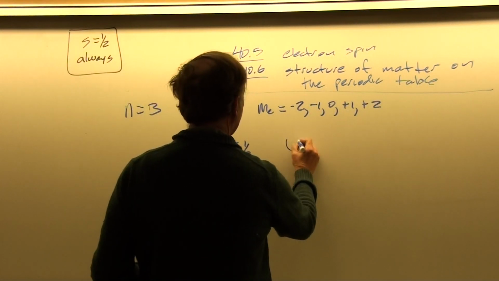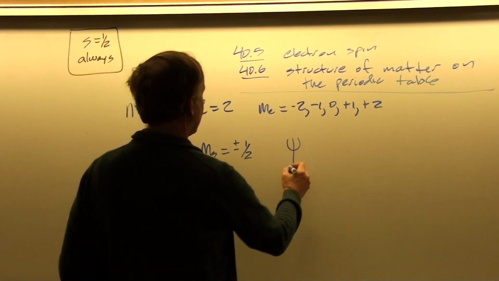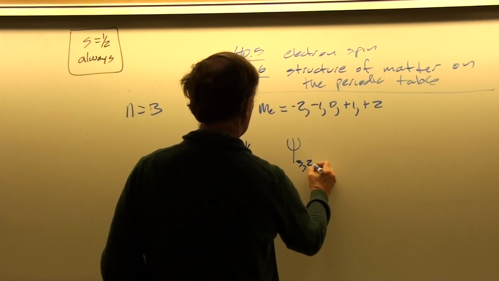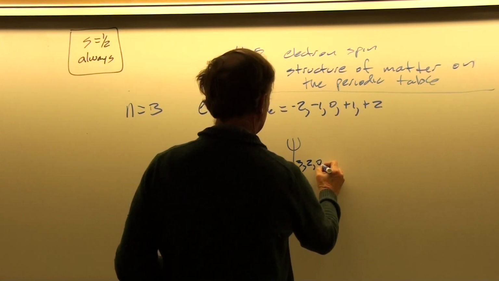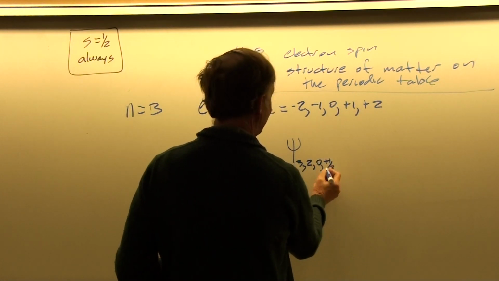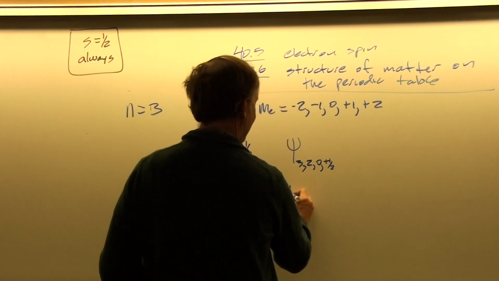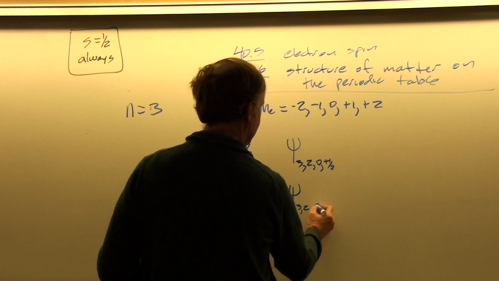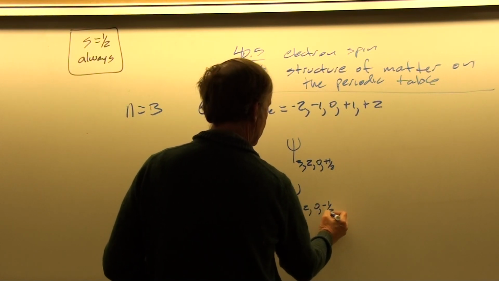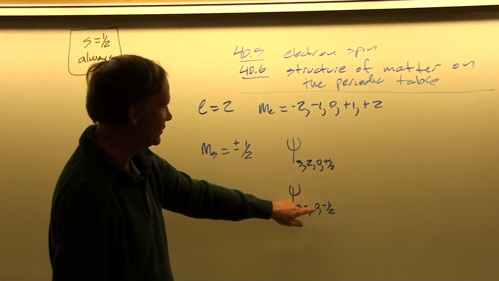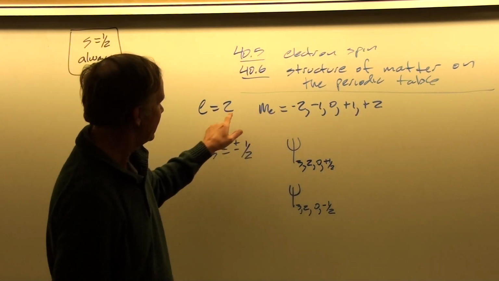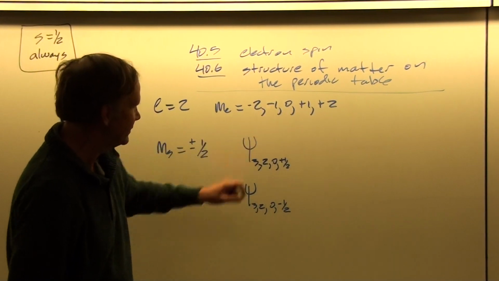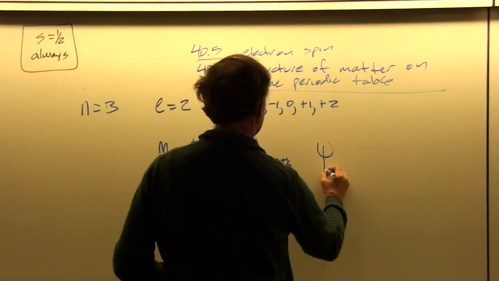And our different psi values for that would be psi of 3, 2, 0, +1/2, because one of these has to be spin. Then I'll just reproduce that down here with -1/2. Okay, so this is with m sub L equals 0, but with L equals 2. So I'm just taking care of this one now, here. So it's taken care of. Now I can do the next one.